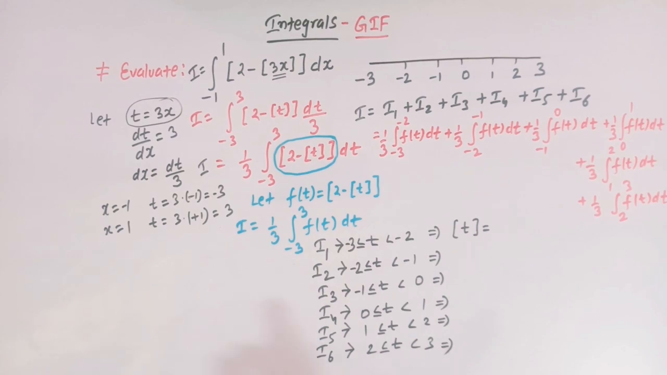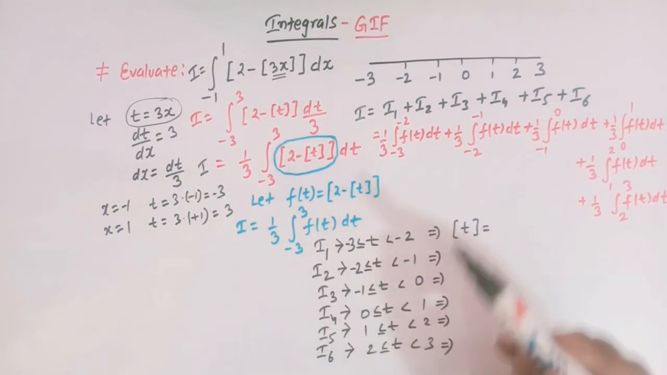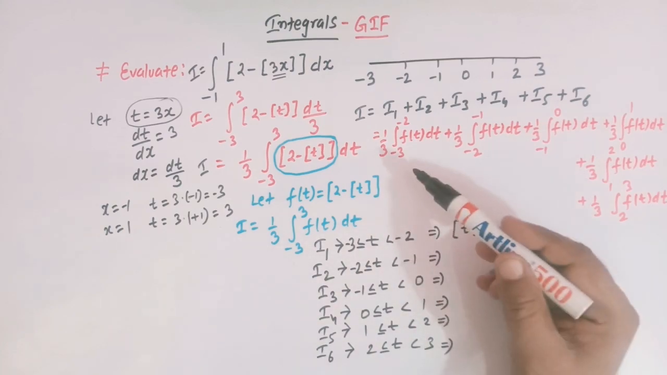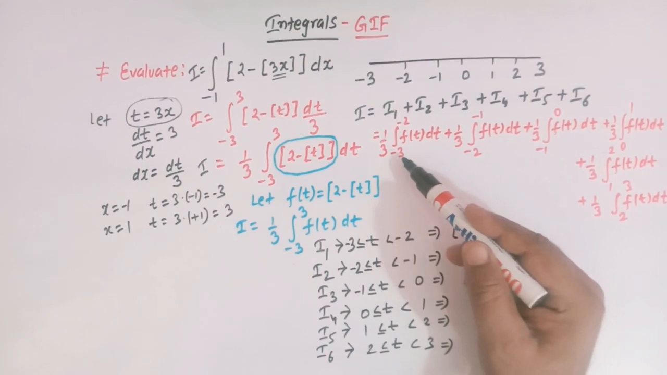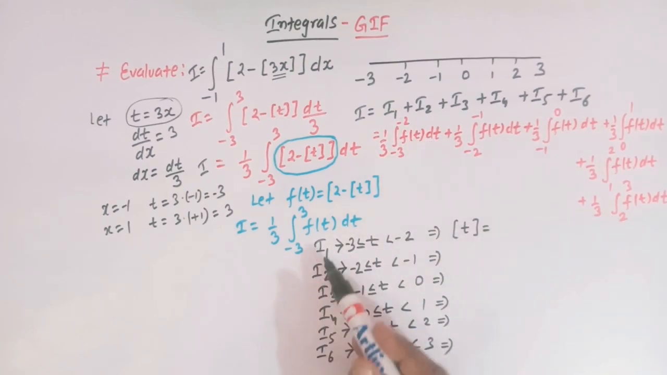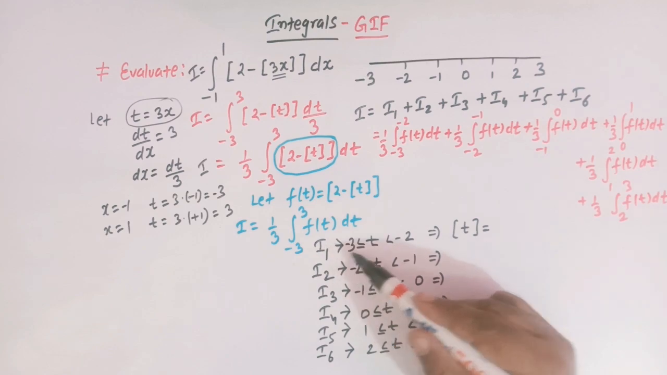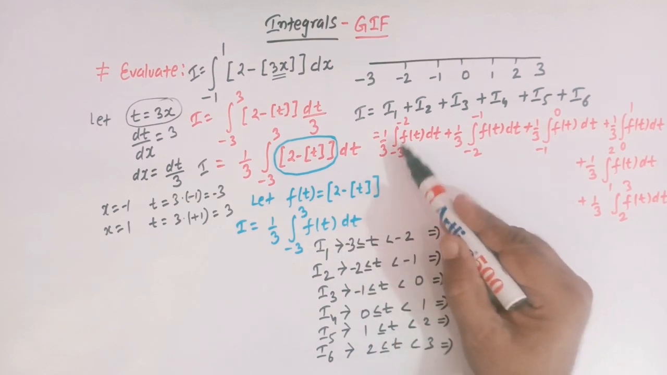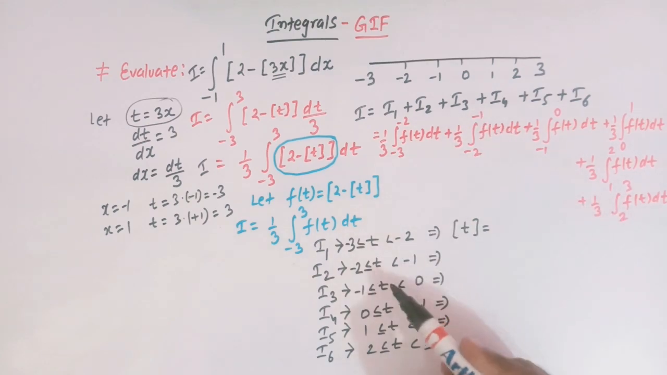So now viewers, let us consider these 6 integrals, and first of all we'll consider the limits. In I1 the limits vary from -3 to -2, and in I6 the limits vary from 2 to 3. So in the first integral, t lies between -3 and -2. In I2, t lies between -2 and -1, and so on.